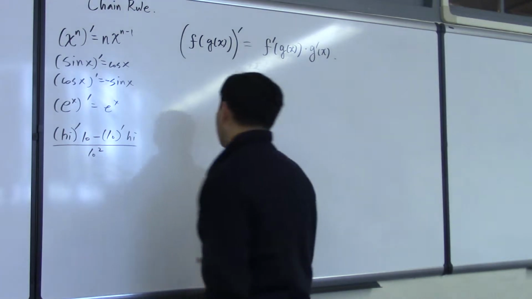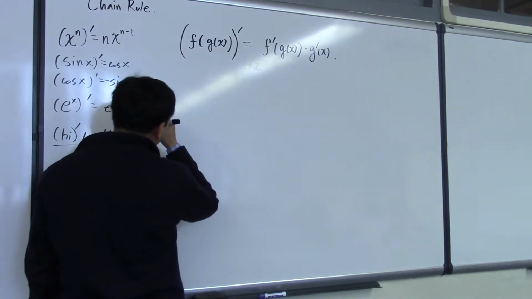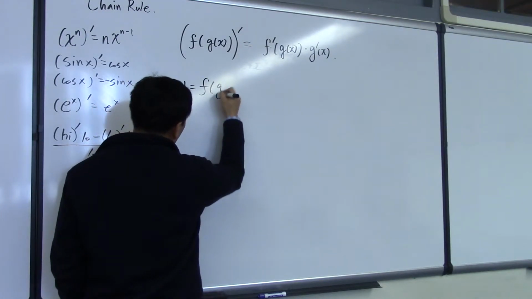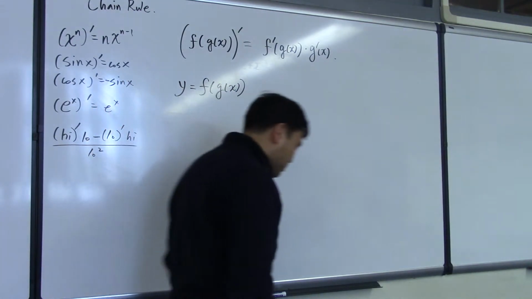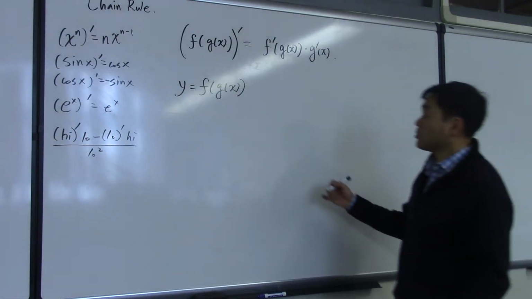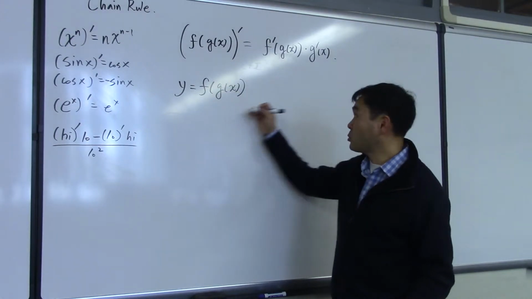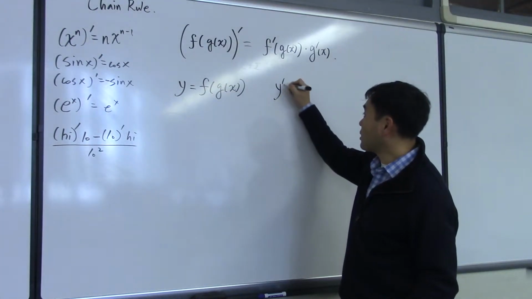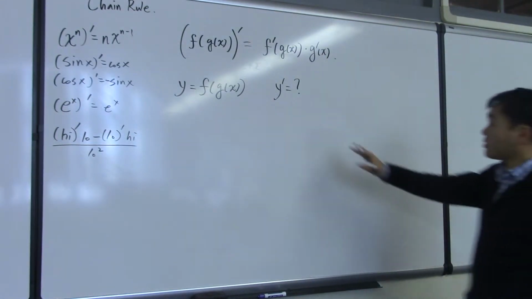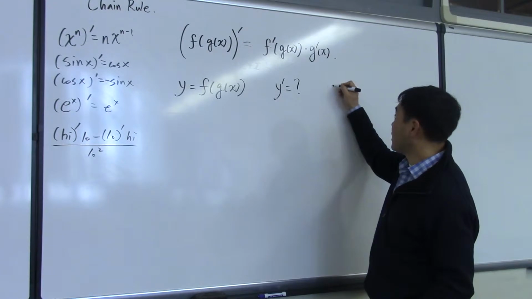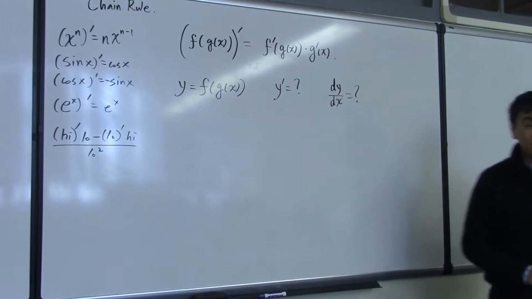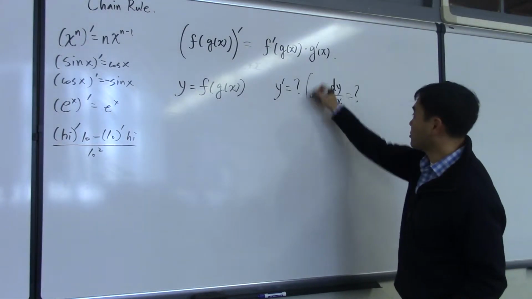So let's think of it like this. Suppose you have y equals f of g of x. Okay? And to differentiate this function, that means we're really asking, what is y prime? That's the question, isn't it? Now, this, in Leibniz notation, is really saying, what is dy dx? That's the question. So that's another way to say it.